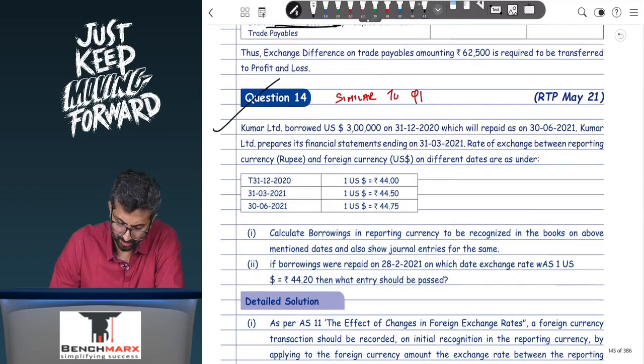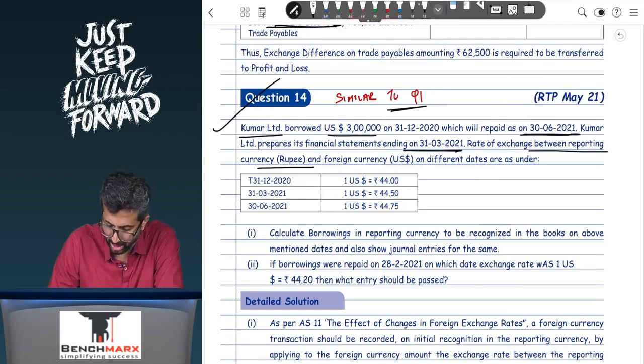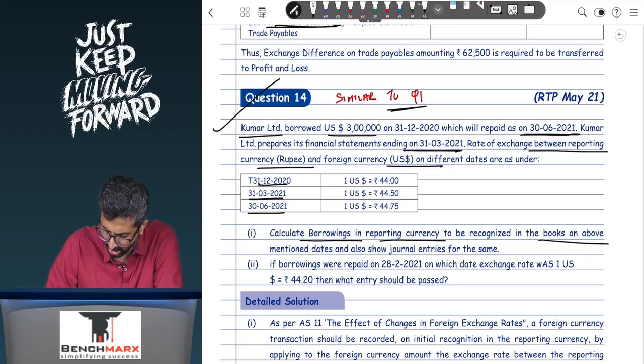Okay, next is question number 14. This is similar to one, in fact exactly the same. Kumar borrowed $3 lakh which will be repaid on 30th June. So this is a short term loan. He prepares financial statements on 31st March and the rates of exchange on the reporting dates are as follows. So you have been given the rates on 31st December, then March and then June. Calculate the borrowings in the reporting currency to be recognized in the books on the above mentioned dates and show the journal entries. So first you will have 3 lakhs into 44.